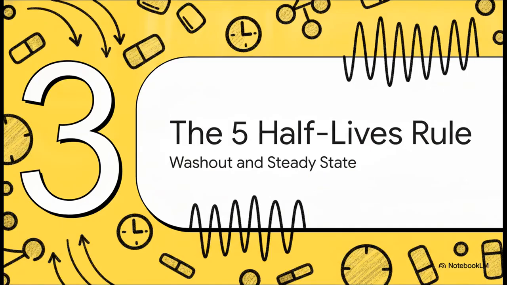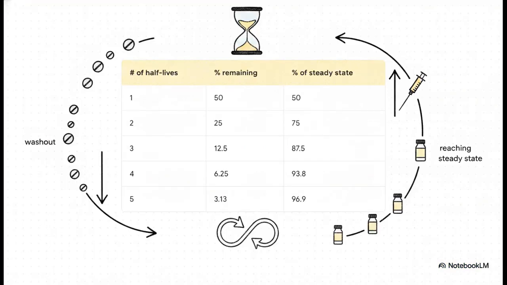Okay, Section 3, the 5 half-lives rule, washout and steady state. This is practically the golden rule of pharmacokinetics. It works beautifully in both directions. When you stop a drug, it takes about 5 half-lives to eliminate over 95% of it from the body. That's washout. But it's a total mirror image. When you start a fixed dose on a regular schedule without a loading dose, it also takes about 5 half-lives to reach steady state. Let's trace it. After 1 half-life, you've got 50% remaining, or you're at 50% of steady state. Fast forward to 5 half-lives, and you only have about 3% remaining, which means you are roughly 97% of the way to full steady state.